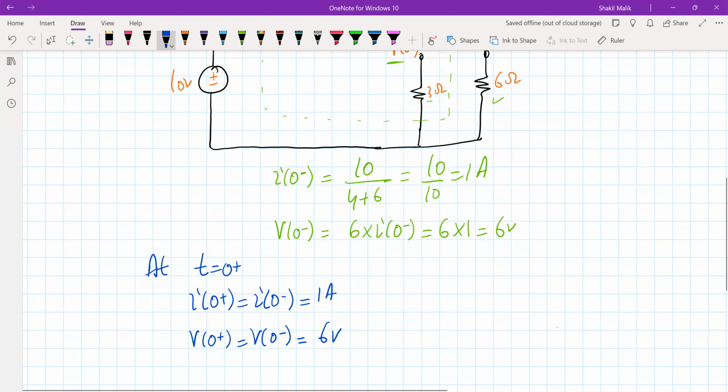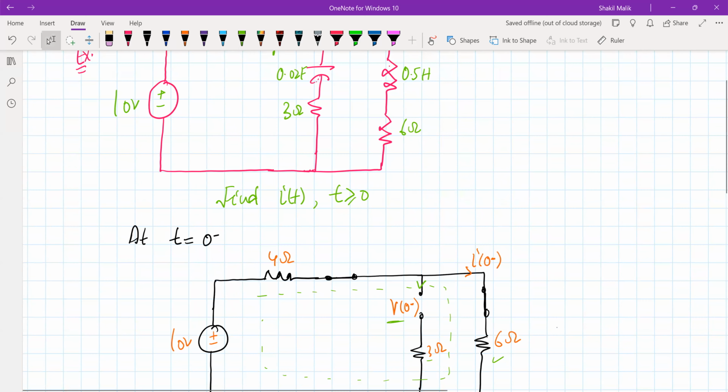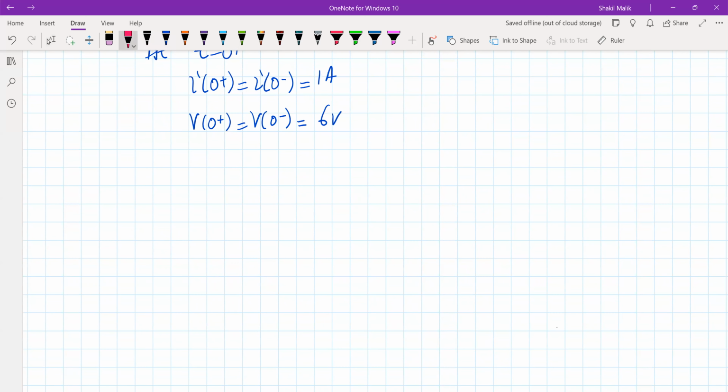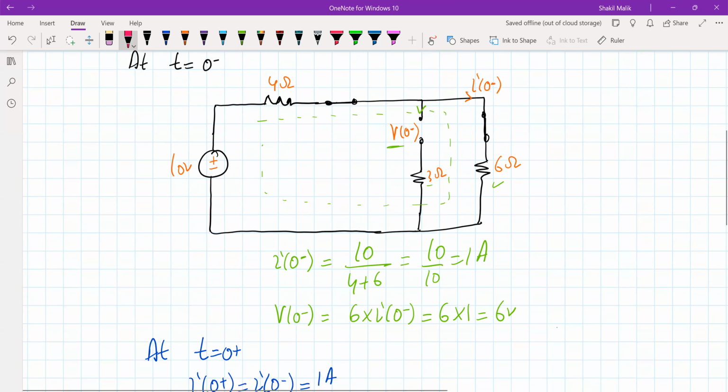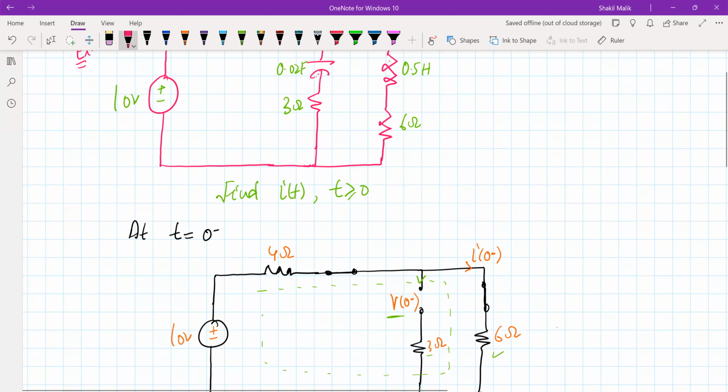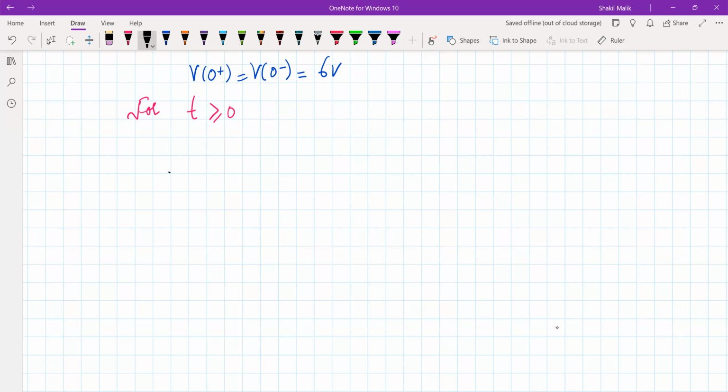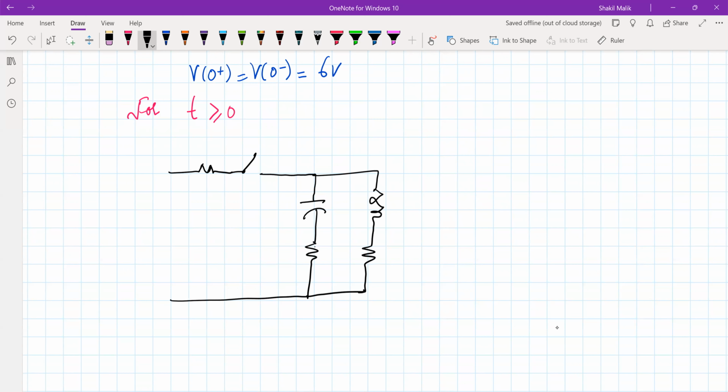So what will we do? For t greater or equal to 0, or t greater than 0, now this switch is open here, right? So we'll redraw this network. The switch is open. So we have a capacitor, we have a resistor here, we have an inductor, and this is for t greater or equal to 0. This is our network. So this is 10 volts.